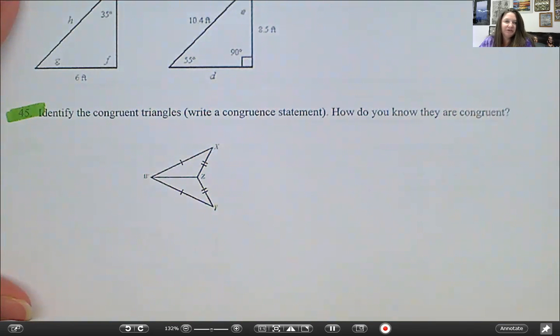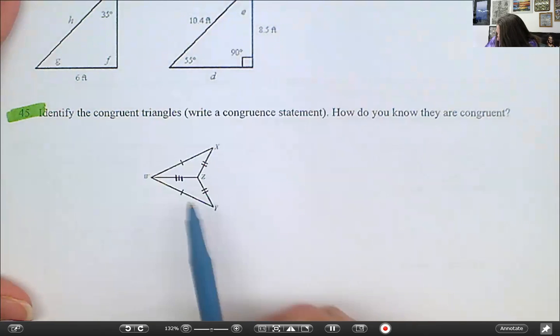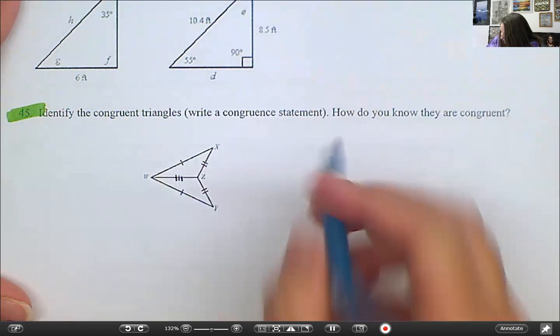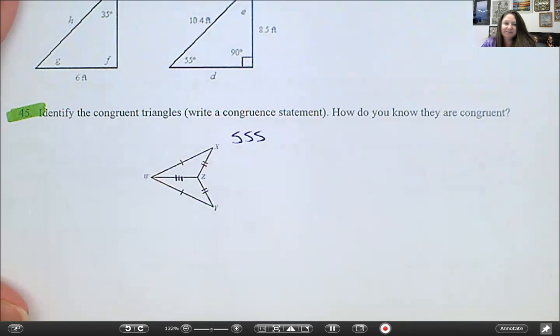As we move down to 45, we want to identify the congruent triangles, write ourselves a congruency statement, okay, and then state why we know that those triangles are congruent. So the first thing that we did within chapter 4 was mark that diagram. And what we have left to mark on here is that shared side. So we should see that we have 3 sets of congruent sides. So our congruency case was side, side, side, or SSS. So these triangles are going to end up being congruent. It's one of my cases.